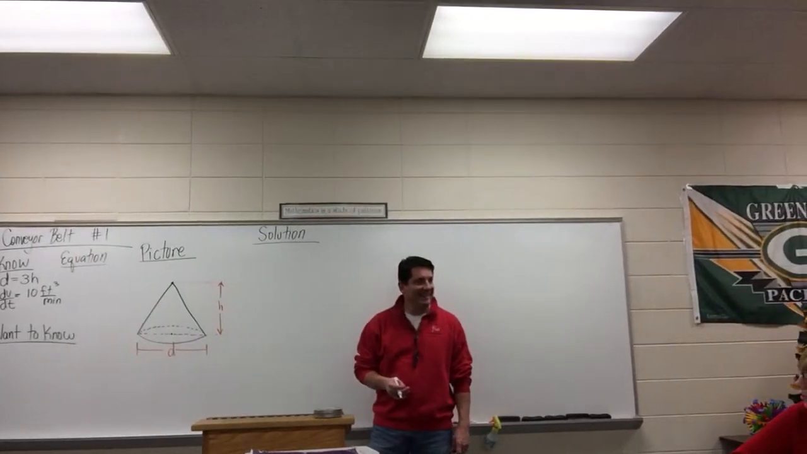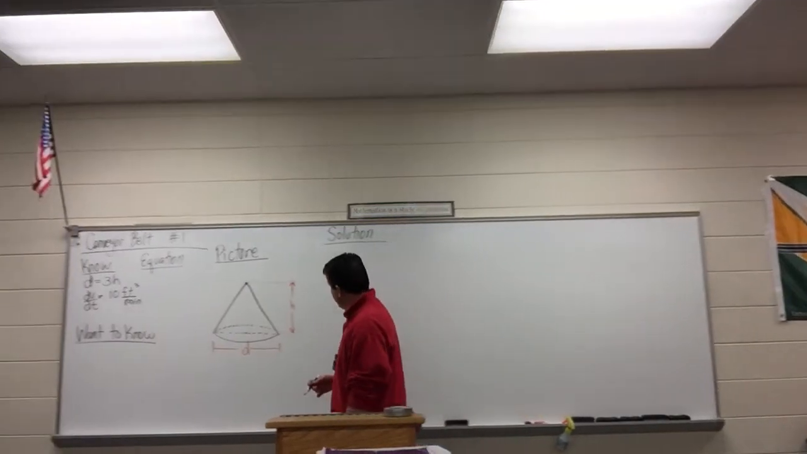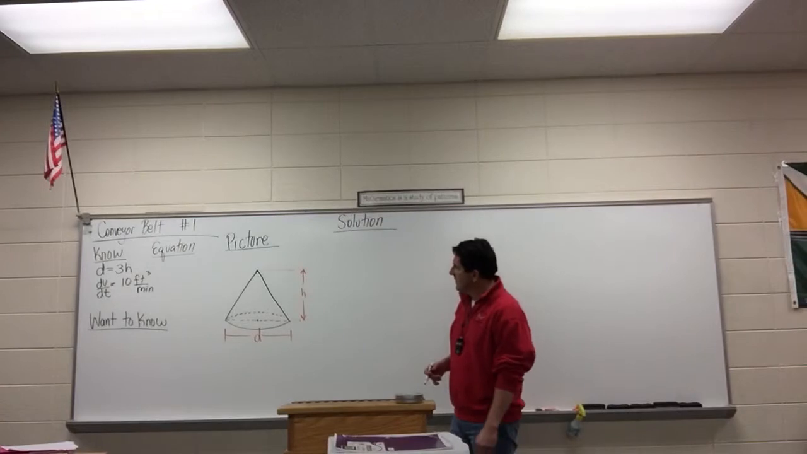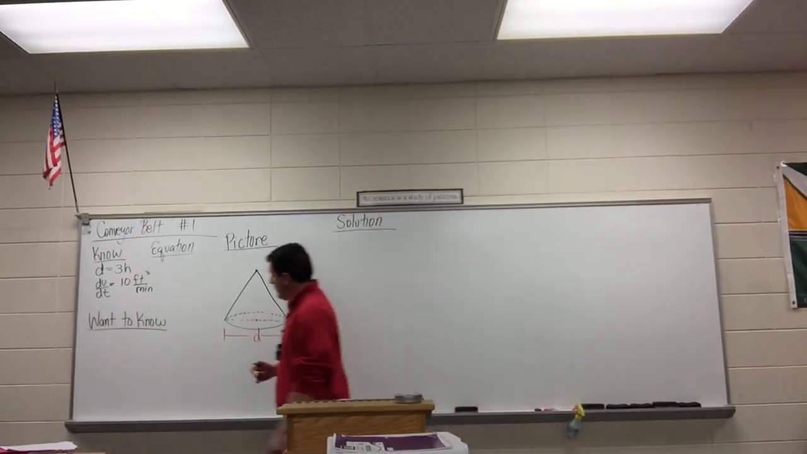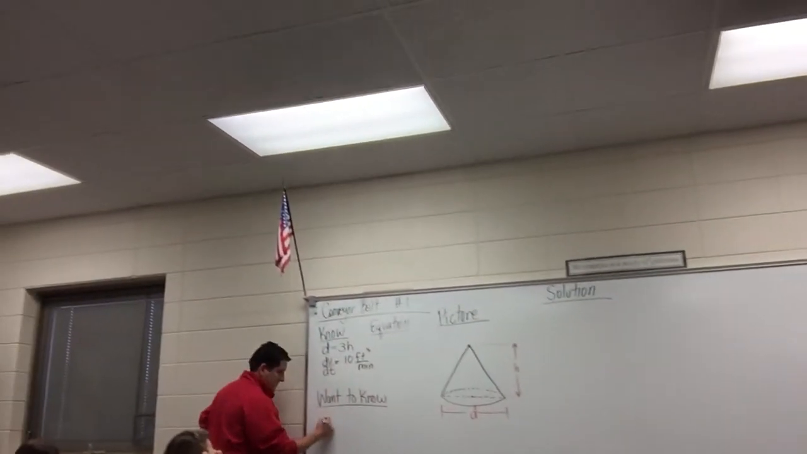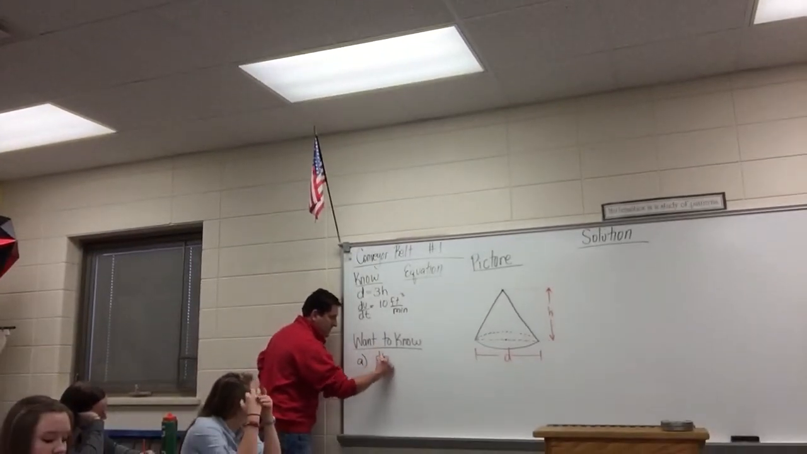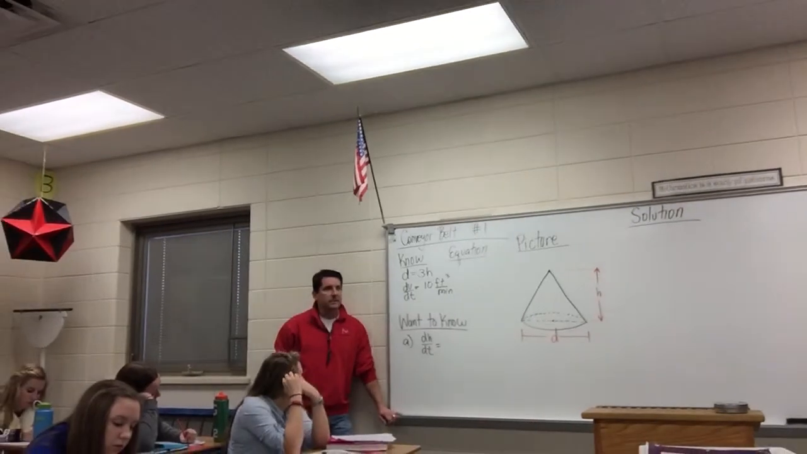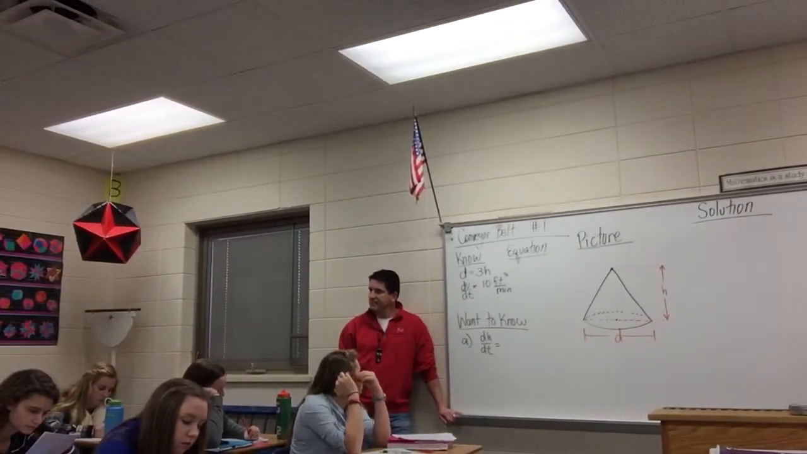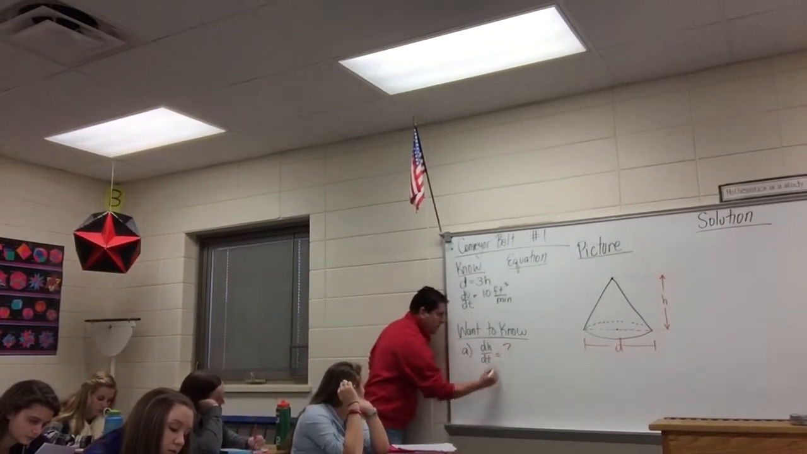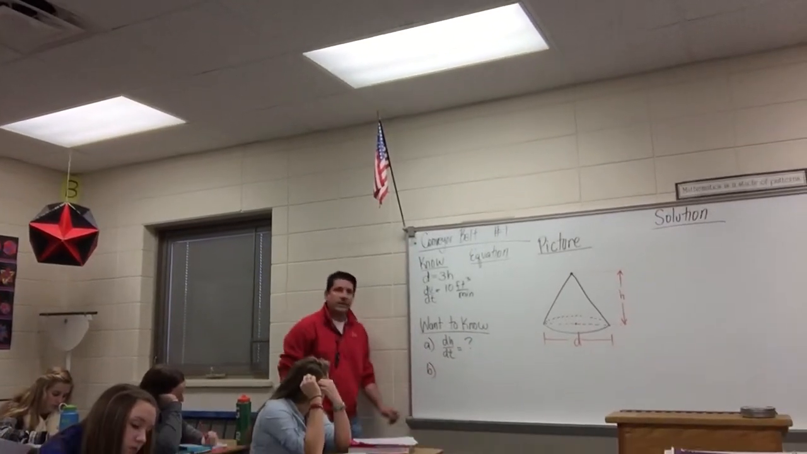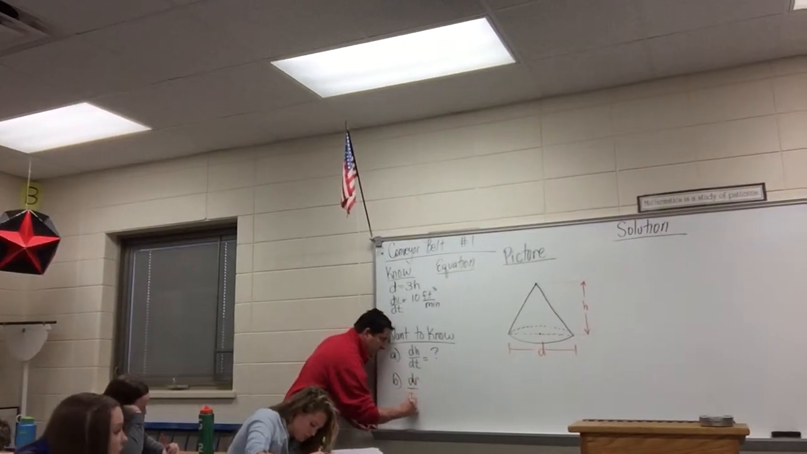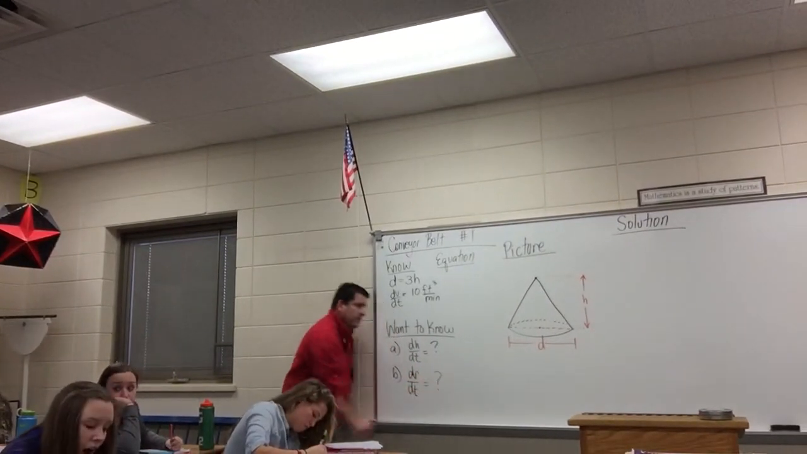What's that? A and B. So, what does that mean? Yeah, what do we want to know in part A? dH/dt. Do we want to know the rate that the height is changing in part A? Okay, so that's what we want to know here. And in part B, what do we want to know? dr/dt, the rate that the radius is changing. These are the two things that we're going to solve for.